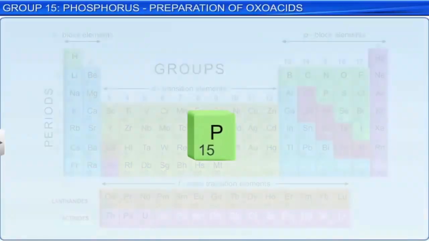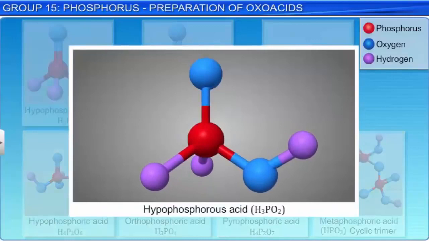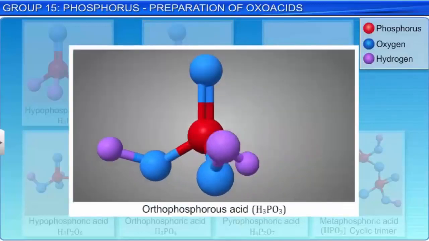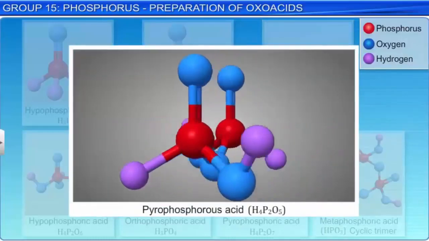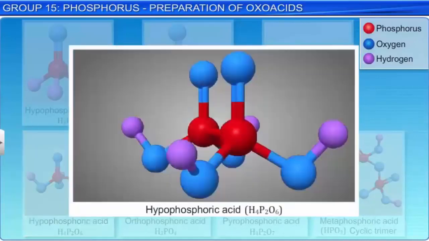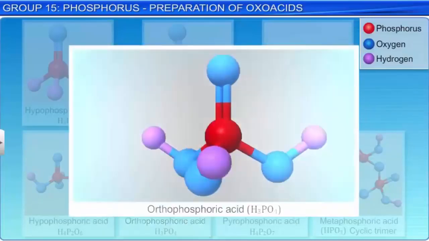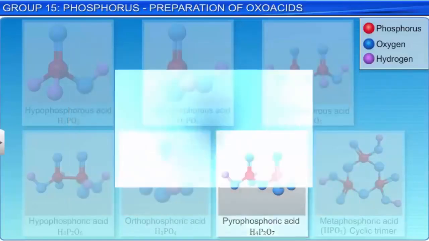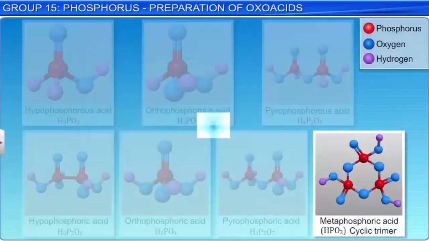Phosphorus forms a number of oxo acids, such as hypophosphorus acid, orthophosphorus acid, pyrophosphorus acid, hypophosphoric acid, orthophosphoric acid, pyrophosphoric acid, and metaphosphoric acid.